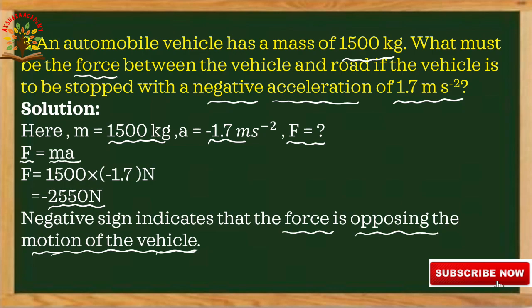Okay, first in this they have given m is equal to 1500 and a is equal to minus 1.7. Why minus? Nothing but here it is a negative acceleration. So what we have to calculate? Force. From Newton's second law of motion, F is equal to ma. Substituting values, m is 1500, a is minus 1.7. After multiplication we get force minus 2550 newtons. The negative sign indicates that the force is opposing the motion of the vehicle. Okay, next we will go to the next question.